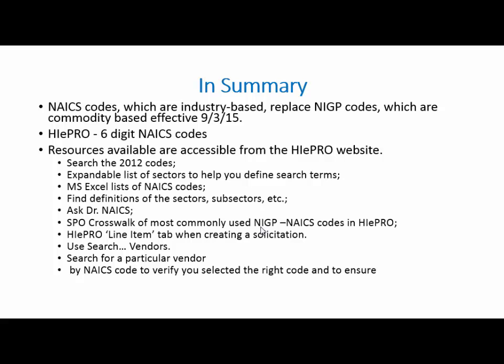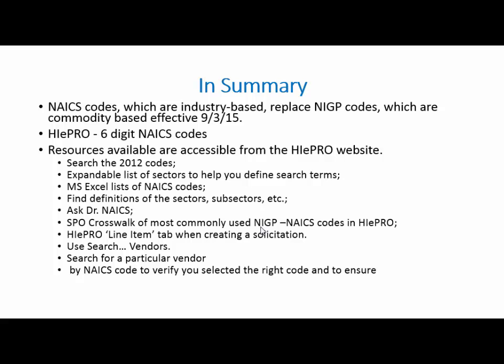Lastly, you can also ask Dr. NICS if you still can't find the correct code. Back on the HIePRO site, you can select Learn more about HIePRO on the login page, and you can access a crosswalk of the most commonly used NIGP codes on HIePRO by selecting Common NIGP to NICS codes. If you're a buyer, once you log in, you can search for NICS codes on the line item tab of Create New Solicitation. Lastly, you can use the search in the banner and select the Vendor tab.